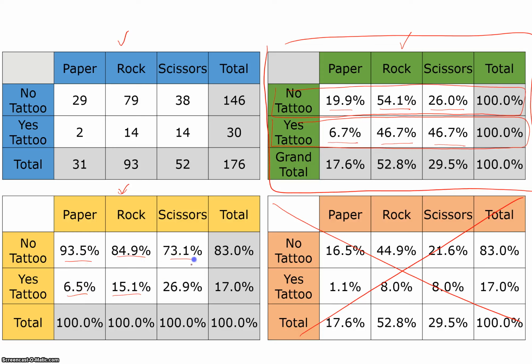Now, it's a little misleading here because I'm not necessarily comparing these two against each other. I'm comparing this pair against this total. So if 83% of the people have no tattoo and 17% of the people do have a tattoo, then I would expect the people that throw paper to also be 83 and 17, and the people that throw rock, 83 and 17. And you can see this one's pretty close. And again, scissors, I would expect 83 and 17. It's pretty far off, and therefore I can draw the conclusion that there is evidence of some association between those two variables.